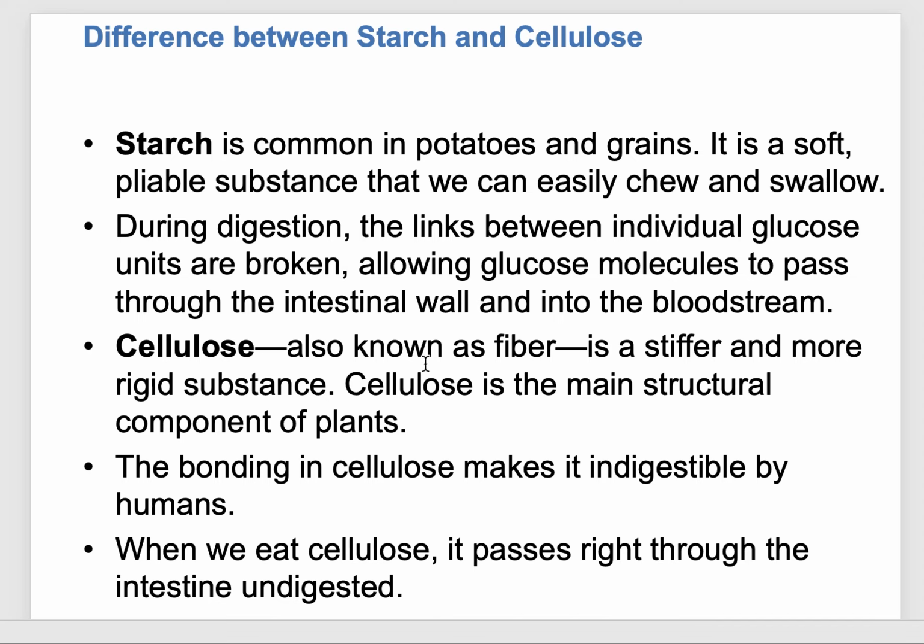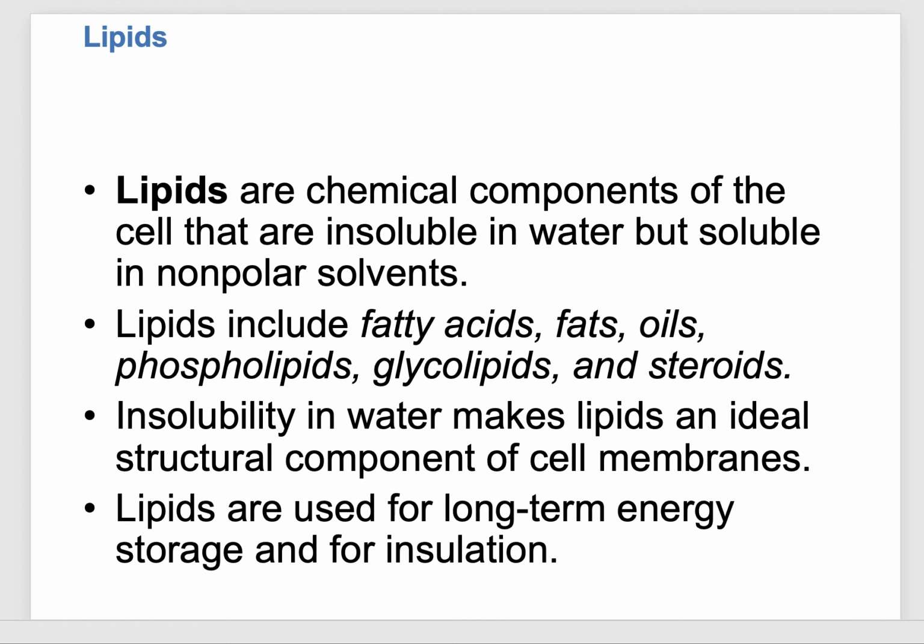Now, in cellulose, the connection is different. It's beta, so we are not able to digest it, and therefore it will serve as fiber. It will go right through, and when we eat cellulose, it will pass right through the intestine undigested. It absorbs toxins and helps us to detox. So that's nice about cellulose as a polysaccharide.